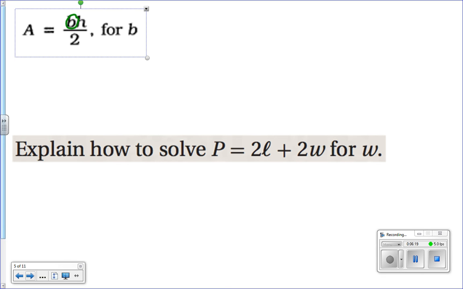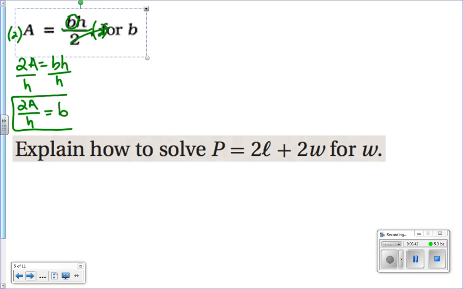As I talked about in class one time, it's kind of like a bodyguard right now. So because it's being divided, I'm going to multiply. So now I have 2a equals, 2's cancel, bh. Trying to get b by itself, so now I need to get rid of the h. If it's being multiplied, I need to divide it. So 2a all over h equals b. I can't actually work any of this out, so it's all just going to stay in letter form.